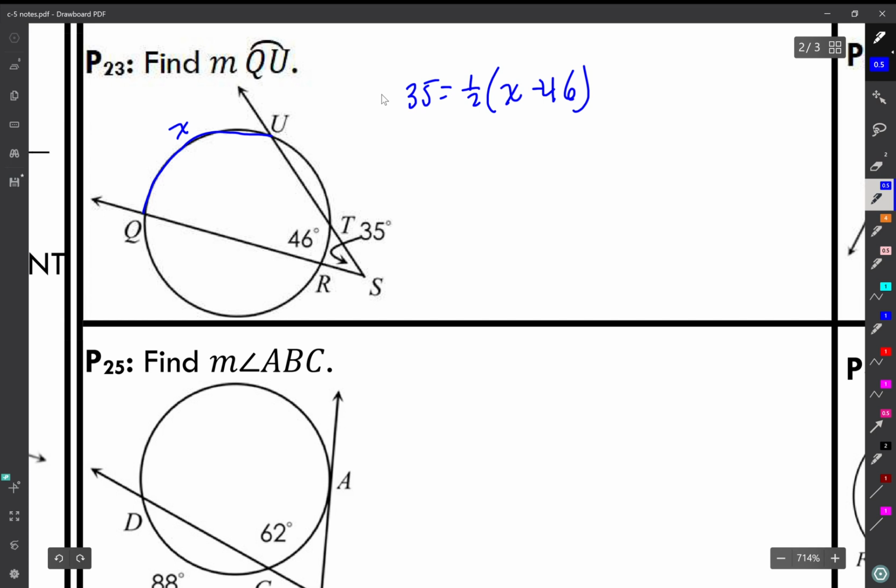X minus 46. First thing I'm going to do, multiply both sides by 2 to get rid of that fraction. So we'll have 70. And then that just leaves us with X minus 46 on the other side. Add 46 to both sides. X is going to be equal to 116, I believe, yes. Okay, so the measure of QU is equal to 116 degrees.